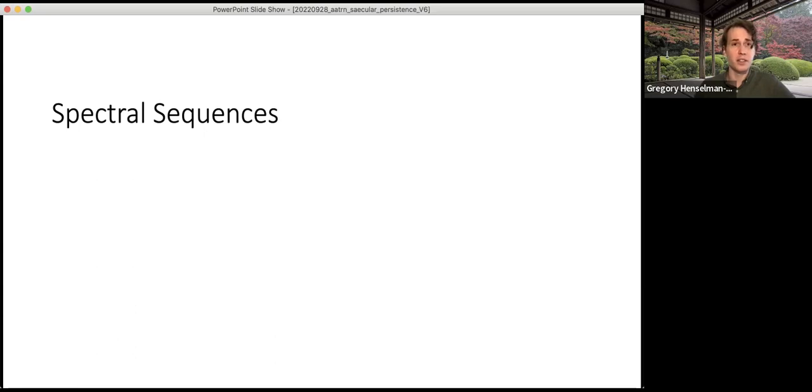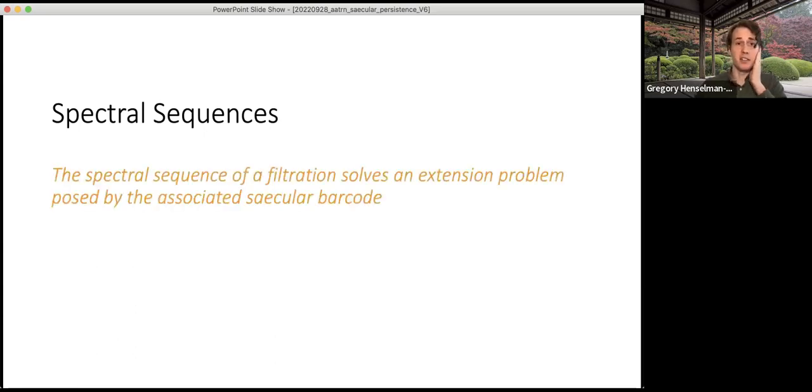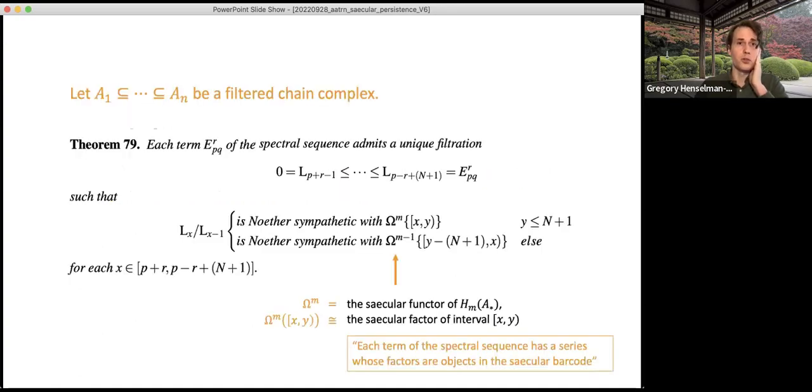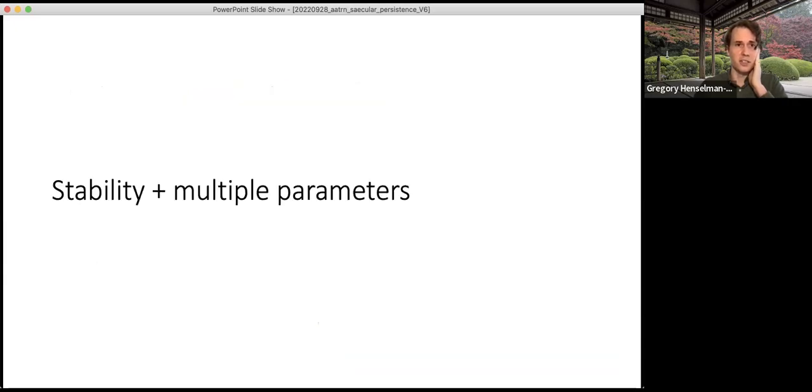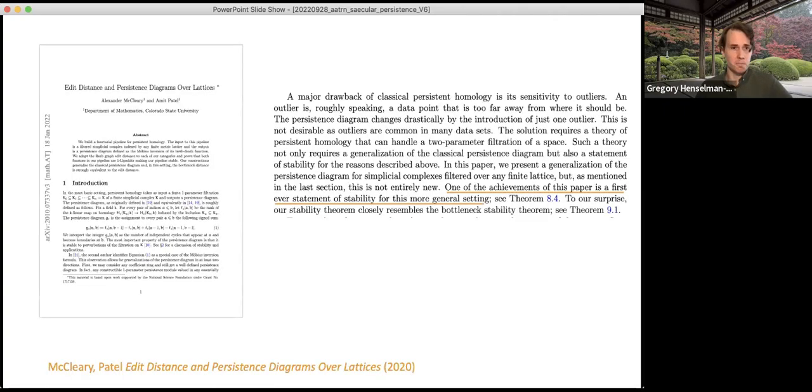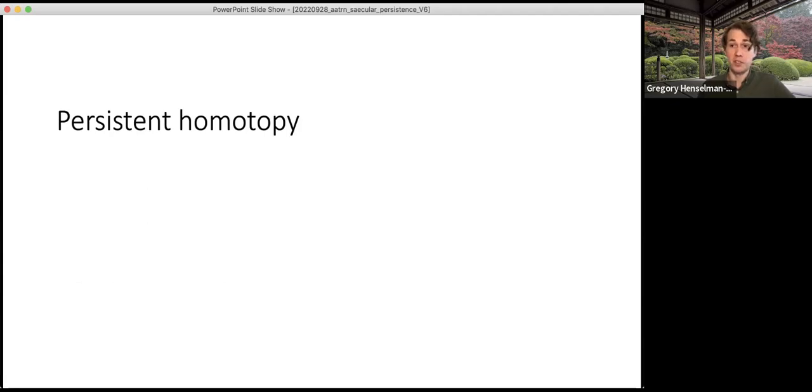There are interesting connections with spectral sequences. In particular, the spectral sequence solves an extension problem posed by the secular persistence diagram. We can talk about this a bit more later if folks are interested. There are interesting connections with stability and multiple parameters. So this is not work that I have done personally, but it is work that people on this call have thought about. For example, there's recent work by Alex McCleary and Amit Patel on edit distance and persistence diagrams over lattices. This particular paper came out in 2020, and there's been a lot of interesting progress since then, so watch this space. And then, of course, as mentioned before, there's persistent homotopy.